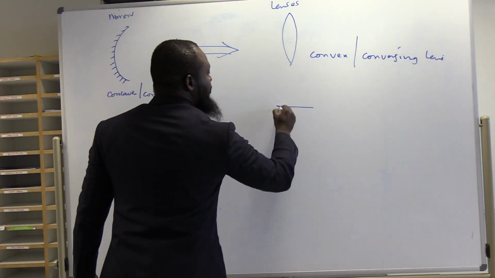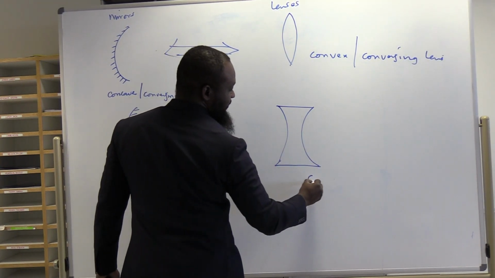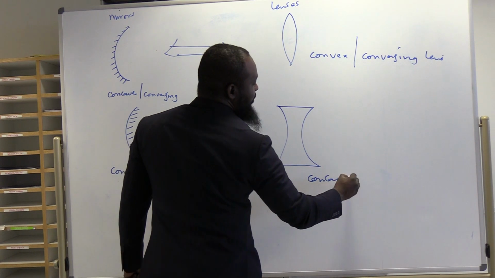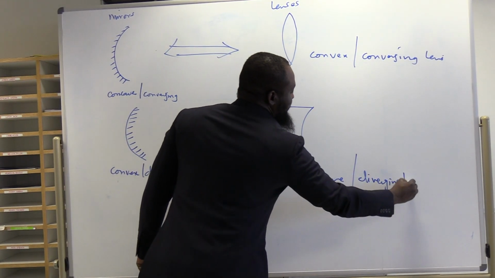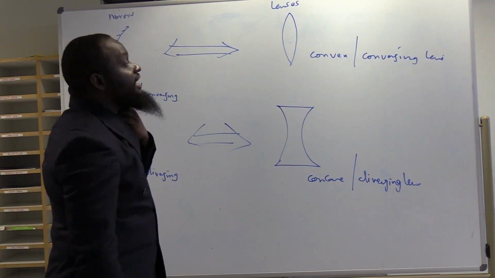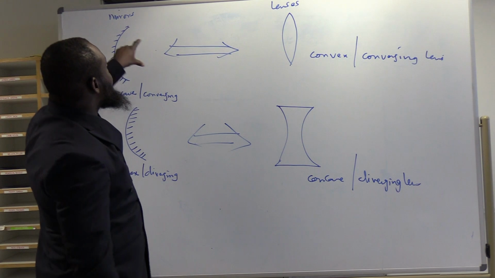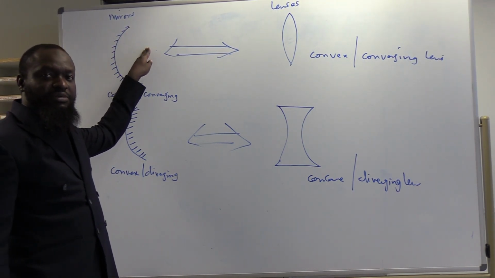Then this other lens, called a concave lens, is like this. A concave lens is the same as a diverging lens, and it behaves exactly like a convex mirror. When I say exactly, remember the last recitation, I told you we have about five different properties of a convex mirror.